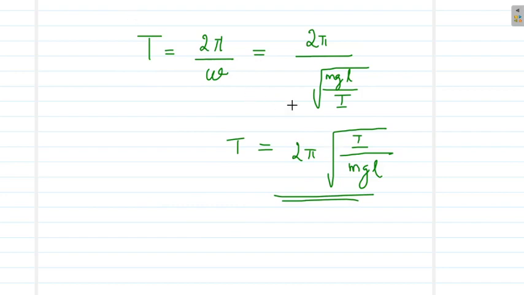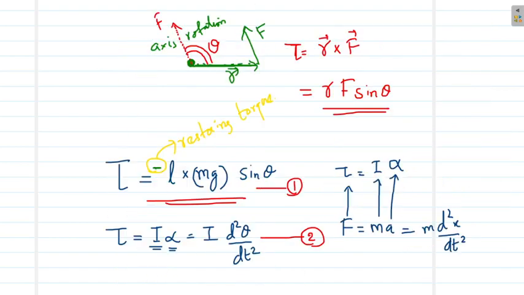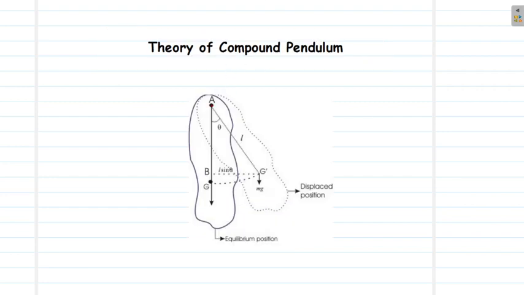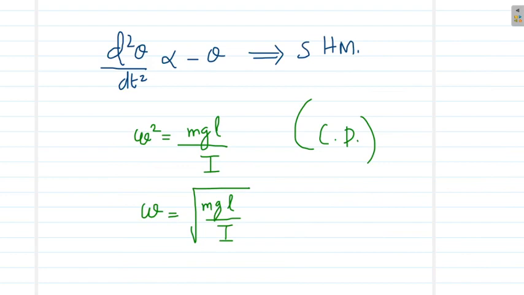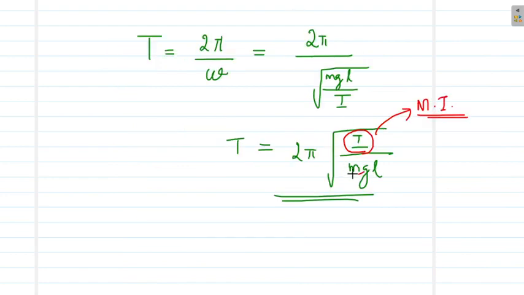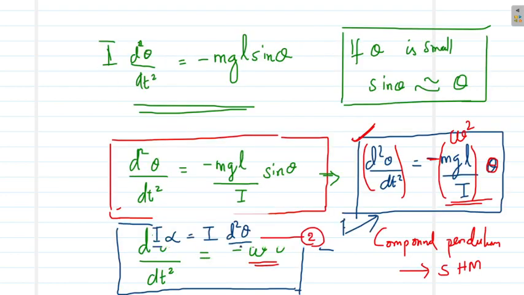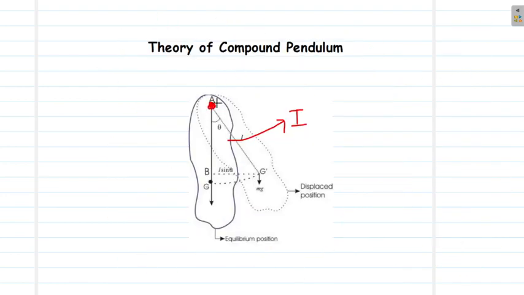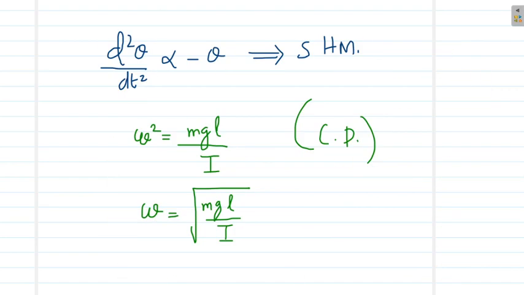Now what are the various terms here? Here I stands for the moment of inertia of the system with the axis passing through the point of suspension. So if this is the axis and if this system is made to rotate, what is the moment of inertia? That is the term I. And the other terms are M stands for the total mass, g is the acceleration due to gravity, and L, as we have already seen, is the distance between the point of suspension and the center of gravity, which is defined as the length of the compound pendulum.